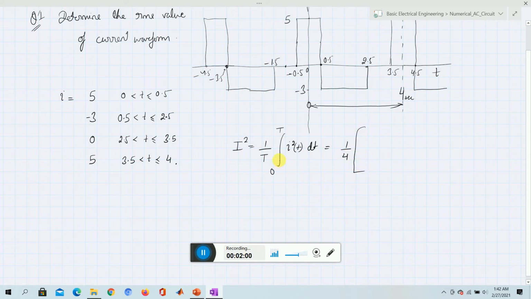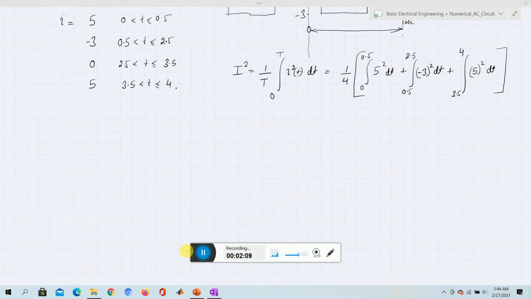This integration can be split from 0 to 0.5 and further like this. Let us write it down. What you can see is that here we have taken the time from 0 to 0.5, 0.5 to 2.5 and 3.5 to 4, because from 2.5 to 3.5 the value is 0. Now we will integrate this term and find out the value of I square.